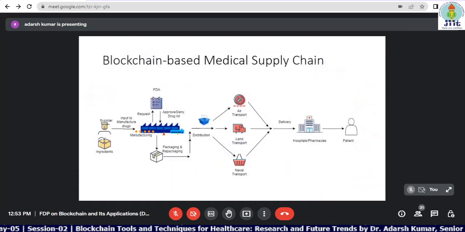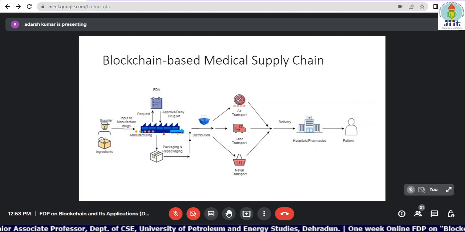Then there is supply chain management. There are multiple case studies I can keep on discussing here, and supply chain management is another one. Let's quickly go through this: raw ingredients are supplied to the manufacturers, and there is a food and drug regulatory authority. We keep checking the manufacturing process, whether it is packaged properly, and how it is distributed and from which location.